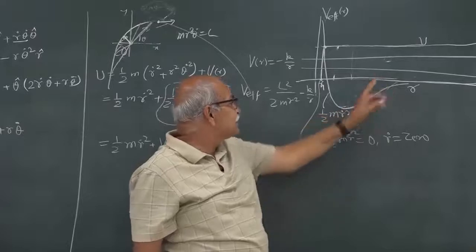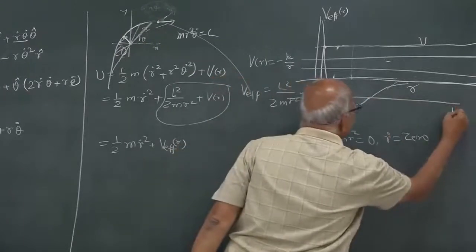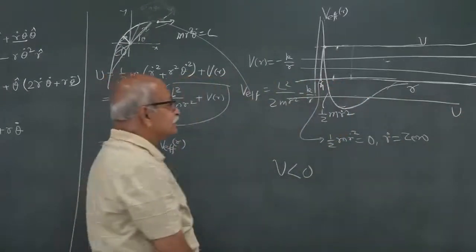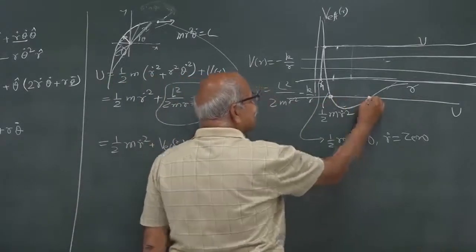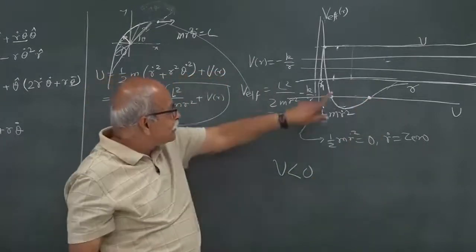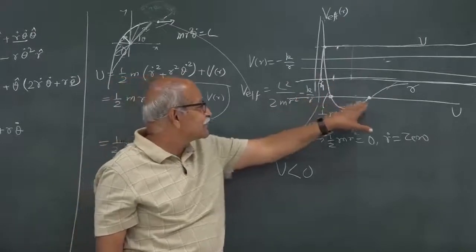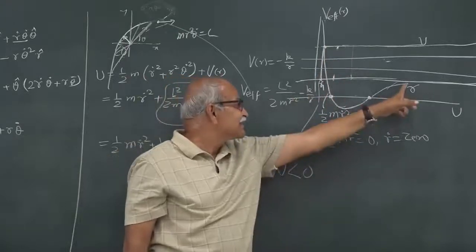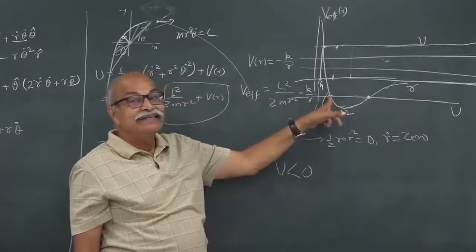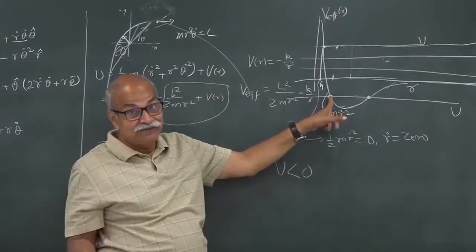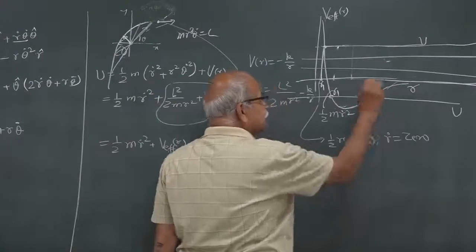But if u is less than 0, suppose this is u, then this is the point where r dot is 0, and this is the point where r dot is 0. The total energy and the effective potential energy are the same. Here is total energy and here is effective potential energy. So, at the points of intersection, the total energy and the effective potential energy are the same, and that means r dot is 0. So, this corresponds to minimum and this corresponds to maximum.